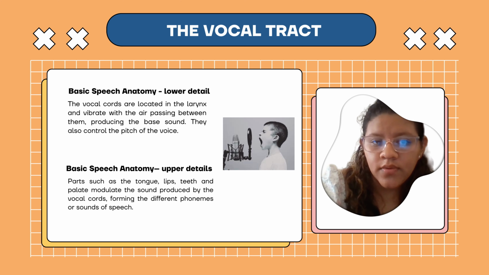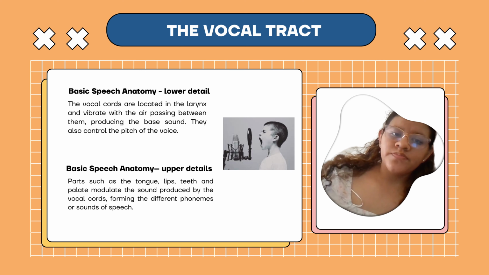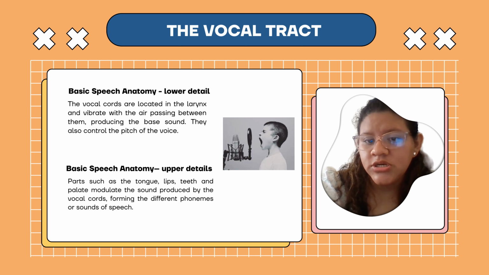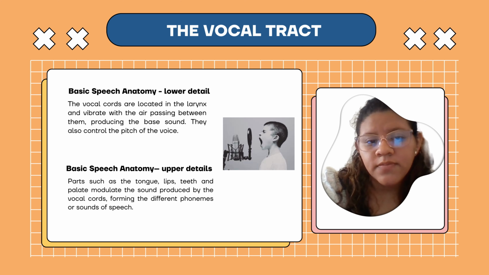Now, we will do the exercise, speaking in a low tone like "do" and then a high tone like "see", to emphasize how the vibrations change in the larynx. The basic speech anatomy of the throat: higher structures such as the tongue, lips, teeth, and the palate shape the sound produced in the larynx into the forms and the different phonetics and sounds of speech.